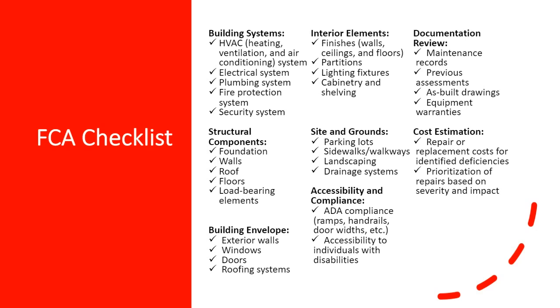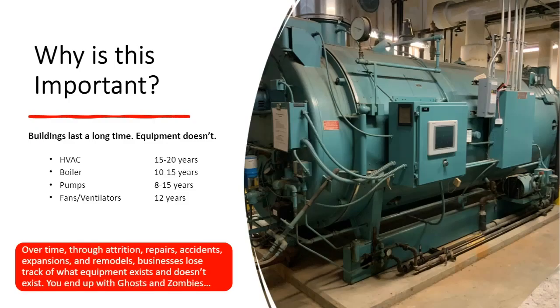But the other challenge is this right here: buildings last a long time, but your equipment doesn't. HVAC equipment, 15, 20 years. Boilers, 15 years. Pumps, 8 to 15. Exhaust fans, 12 years. Those are industry averages, but over time, these things change. They fail, all right? Everybody knows right now the challenges with trying to even get equipment.